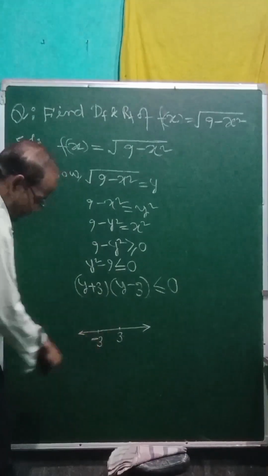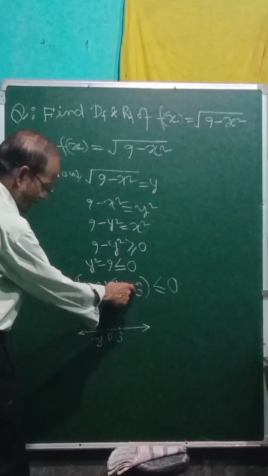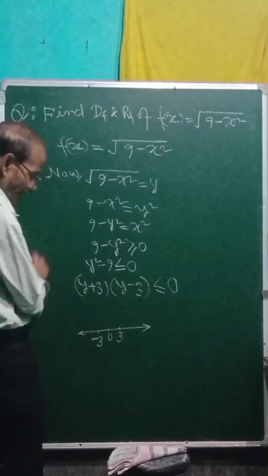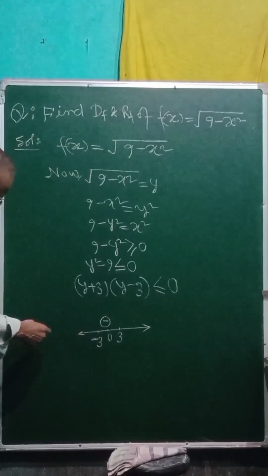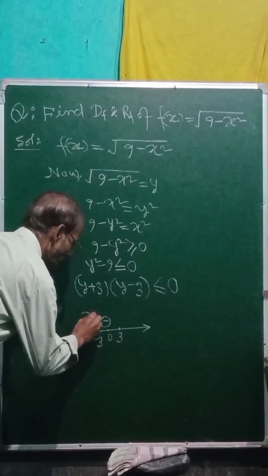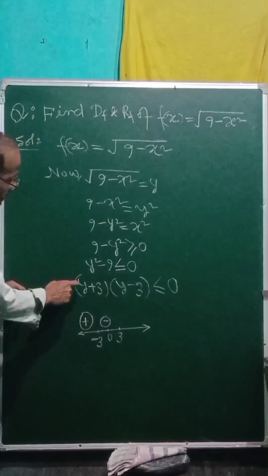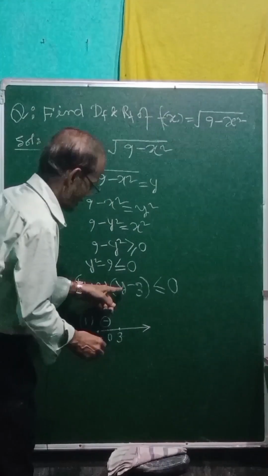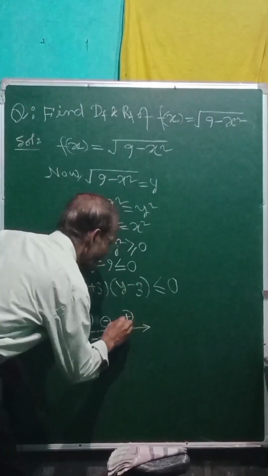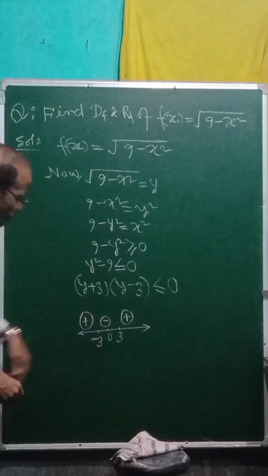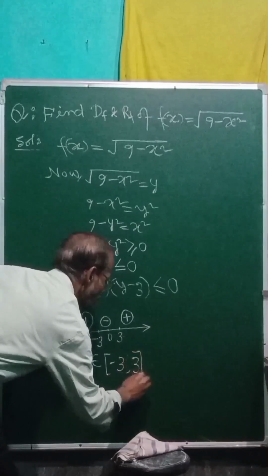Take something in between. Take y equal to 0, so plus 3 and here minus 3, minus 9, which is less than 0, it is acceptable. Now justify this region. Take minus 4, which is greater than 0. Similarly here, justify plus 5, then 5 plus 3 equals 8, and here 5 minus 3 equals 2, so 2 into 8 is plus 16, which is greater than 0. This shows that y belongs to minus 3 to plus 3.